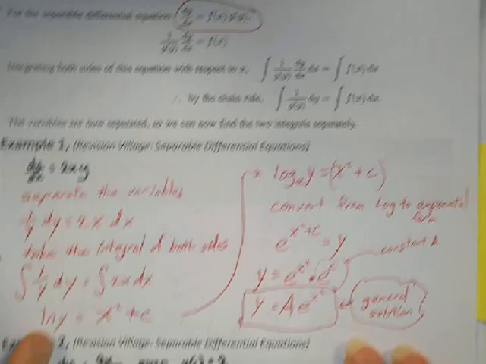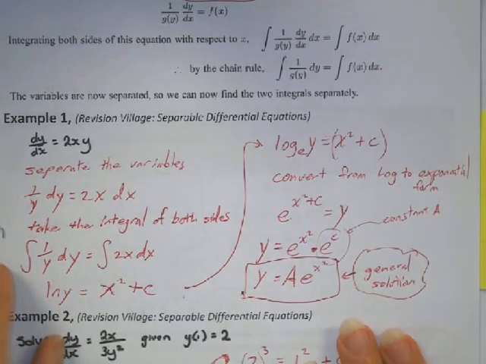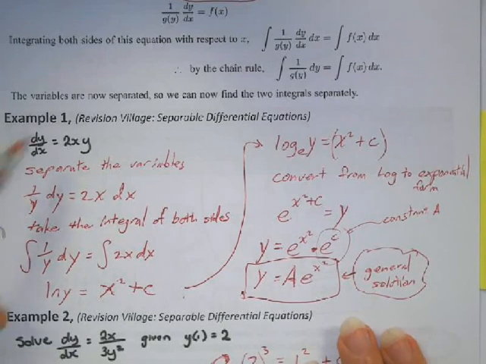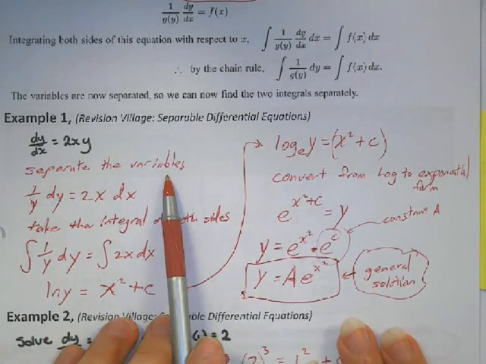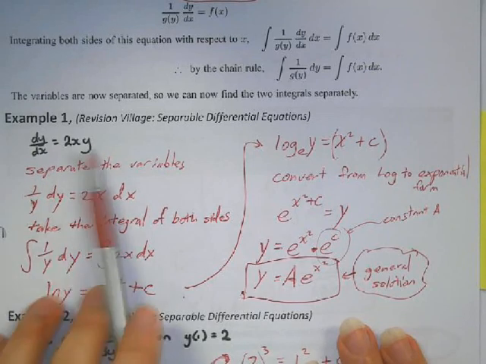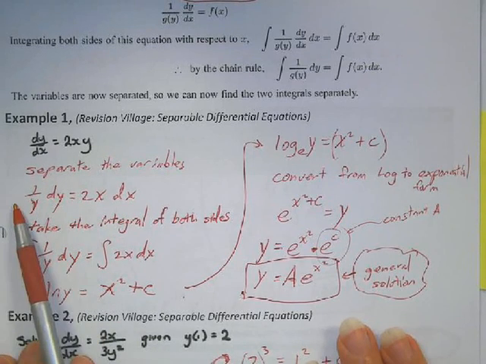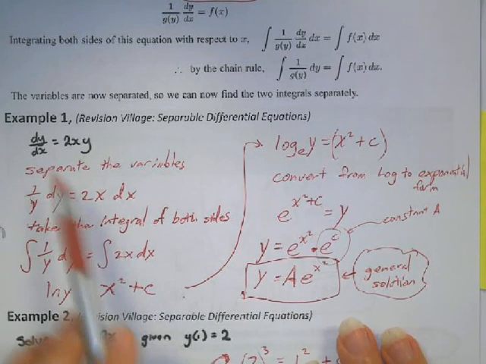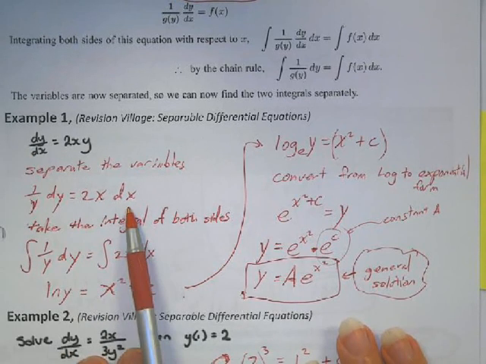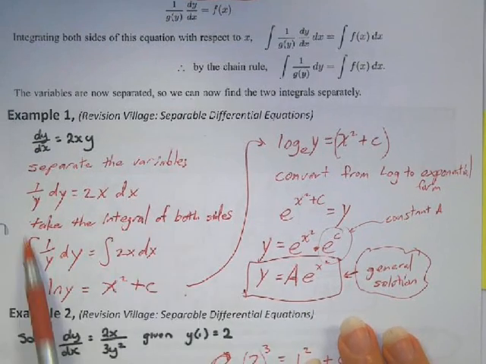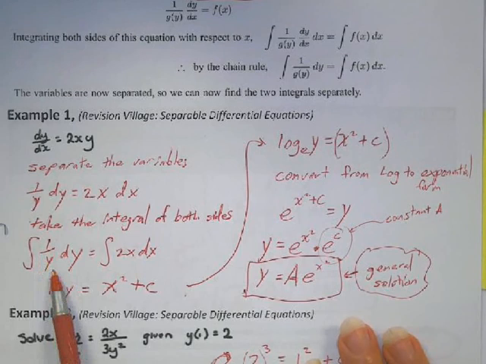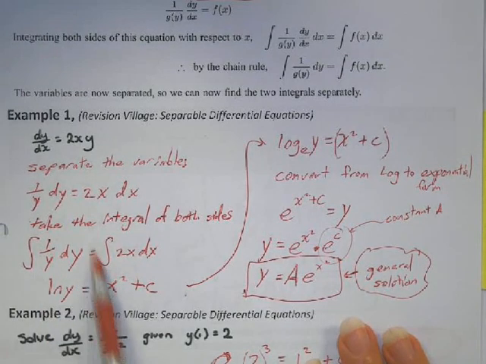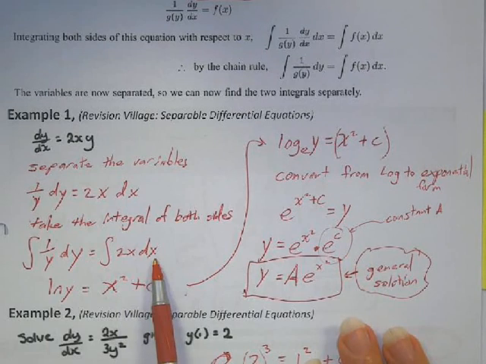I'm just going to walk you through what I wrote after I did their thing. So first thing we do is we divide both sides by y to get the y's on one side and keep the x's on the other, and we multiply both sides by the dx. And then we took the integral of both sides, and the antiderivative of 1 over y gives me natural log of y. The antiderivative of 2x dx is x squared.